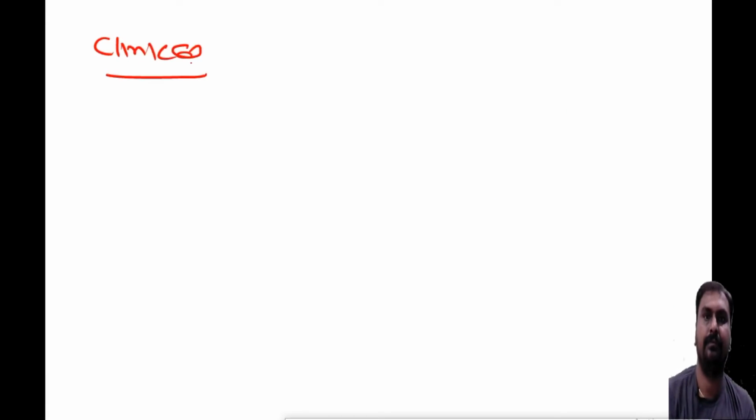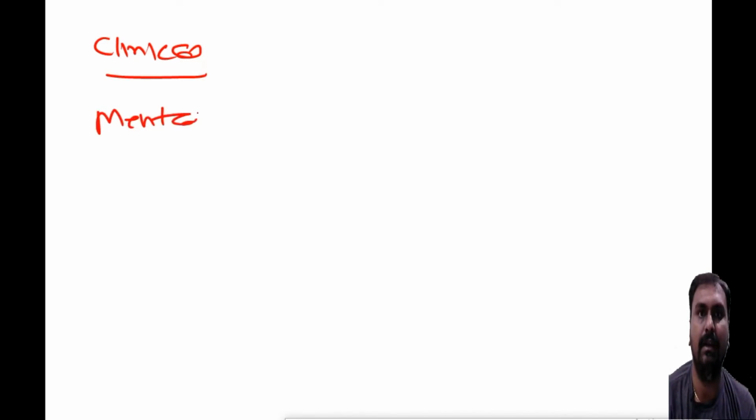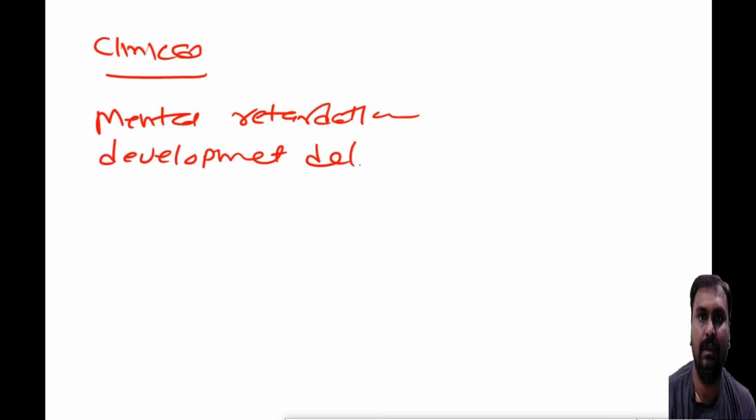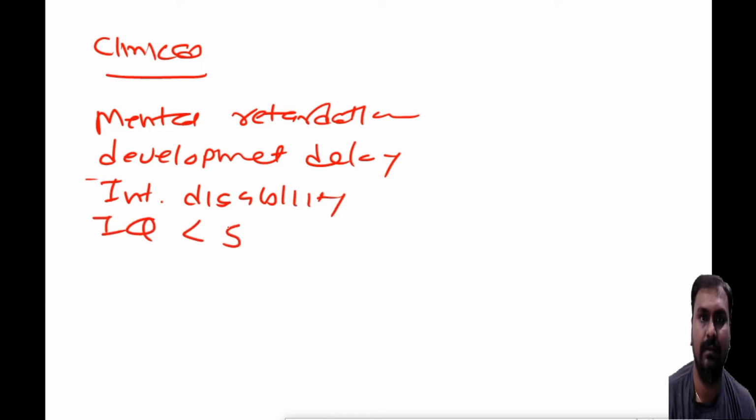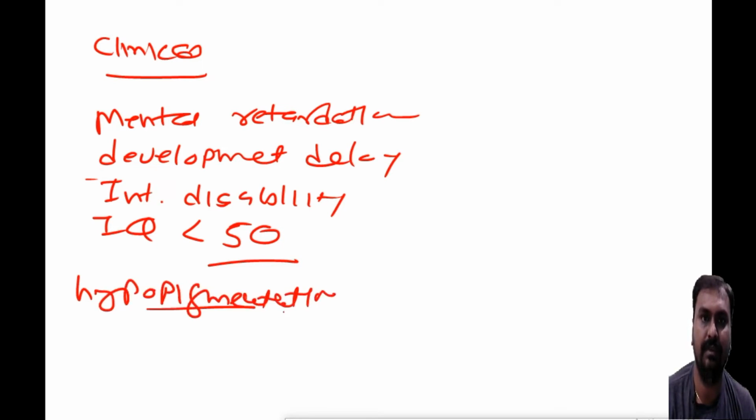Now what are the clinical manifestations? In this patient, there will be mental retardation, developmental delay, intellectual disability, low IQ, usually less than 50. The patient has hypopigmentation of skin and hair because of decreased melanin.